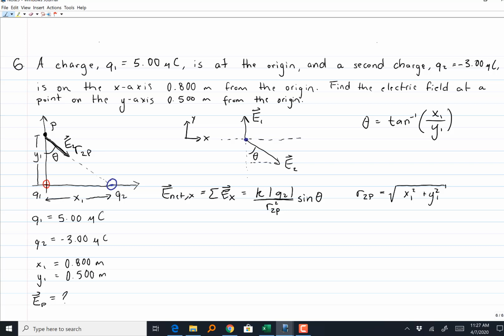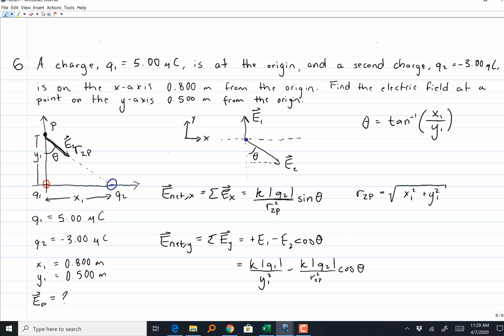Okay. Net electric field in the y direction will have parts from both Q1 and Q2, but we're still just going to be summing the electric fields in the y direction. So I've got a positive electric field from E1 and a negative component of the electric field from Q2. That'll be the cosine of theta to get that y component. So I can fill this in a little bit more detail. And this will give me the size of my electric field in the y direction.